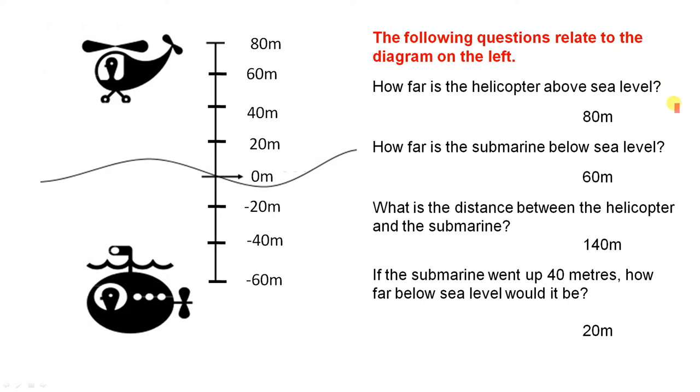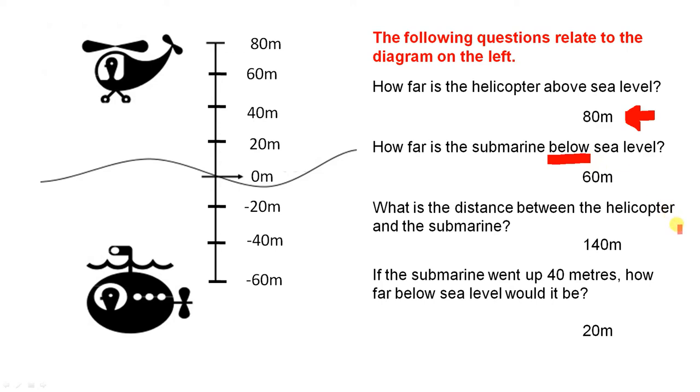How far is the helicopter above sea level? The answer is 80 meters. 20, 40, 60, 80. How far is the submarine below sea level? The answer is 60 meters. 20, 40, 60. You don't have to say minus 60 because we are asking below sea level. We already know it's below sea level, so we're just asking for the distance.